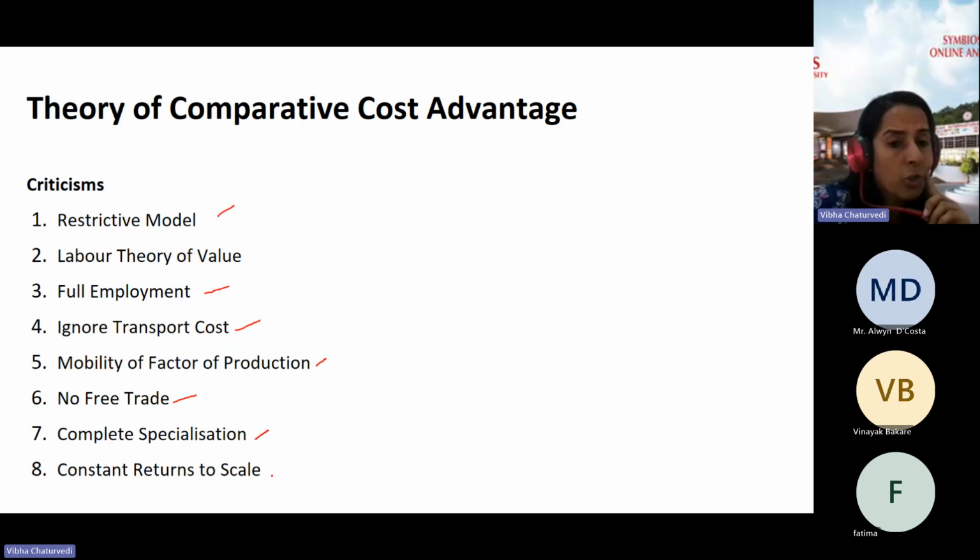Constant returns to scale is also not what we can assume all the time, because industries do face increasing as well as decreasing returns to scale.